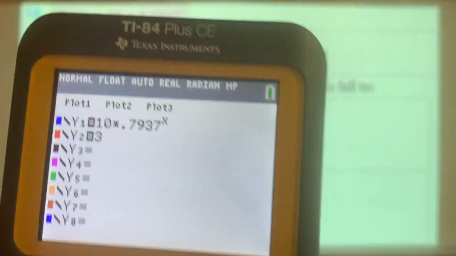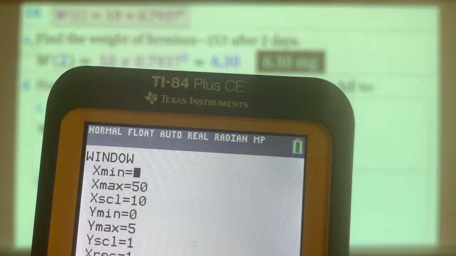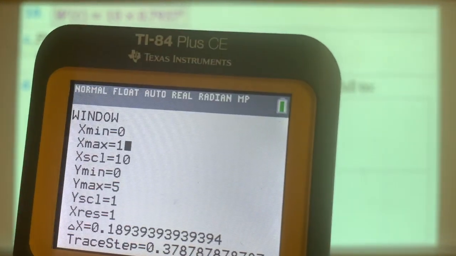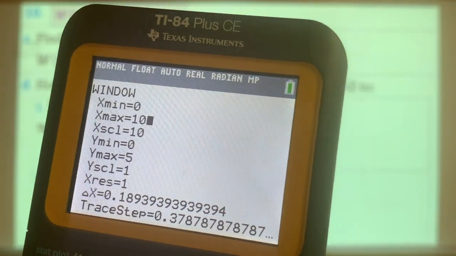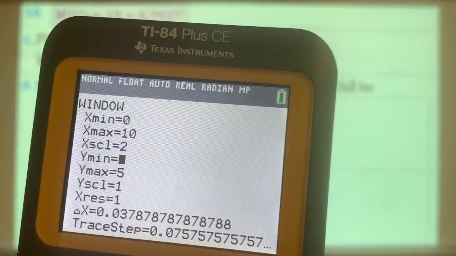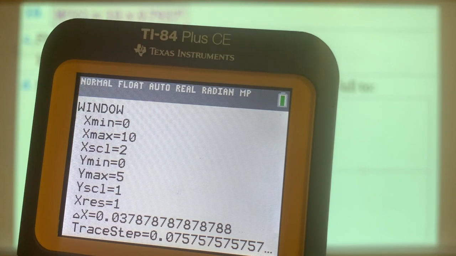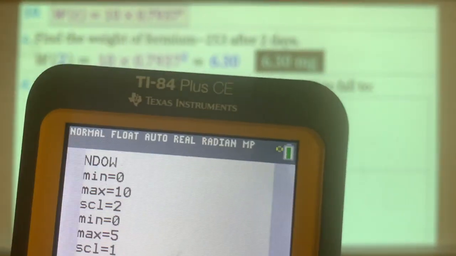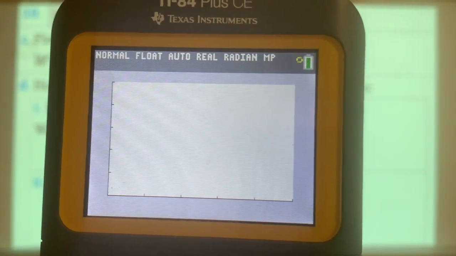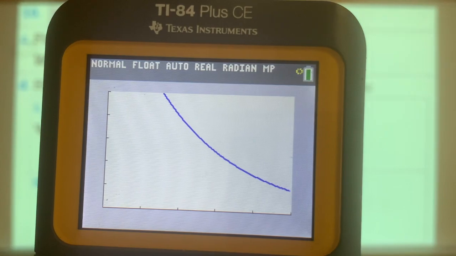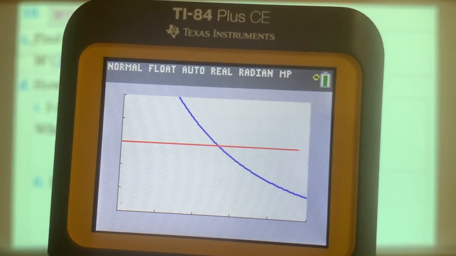Enter. All right, let me go do a window here. My X max, I don't know, let's go with 10. I'm just going to guess 10 here. My Y scale is going to be 2. My Y minimum, 0. My Y max, 5 looks good. Graph. Let's see what we got here. There's the one. All right, good.